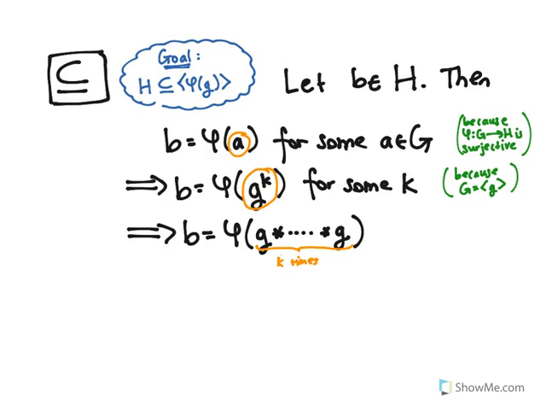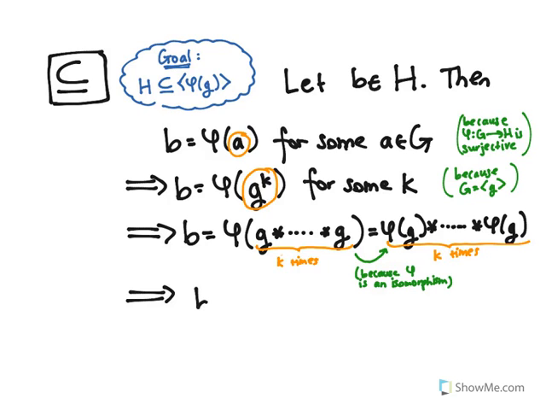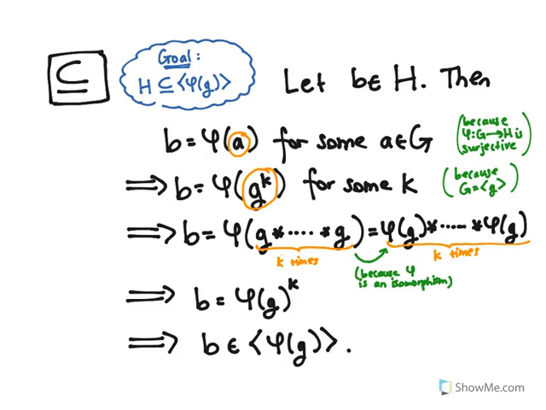Now maybe you can unpack that a little bit. So g to the kth power, that's g star g star g and so on. There's k of those g's in all. But actually you can break that up as phi of g star phi of g star phi of g and so on, with k of them in all. What I'm using to go from here to here is the fact that phi is an isomorphism, specifically that condition 2 in the definition of an isomorphism. So this now says that B is equal to phi of g star phi of g and so on k times. So that's phi of g to the kth power.